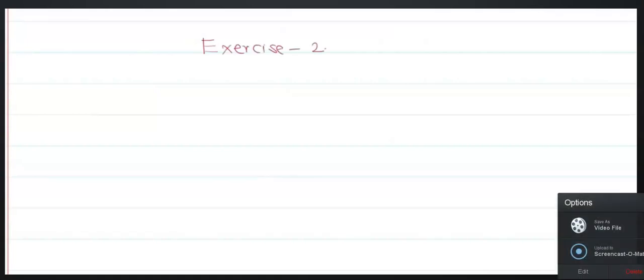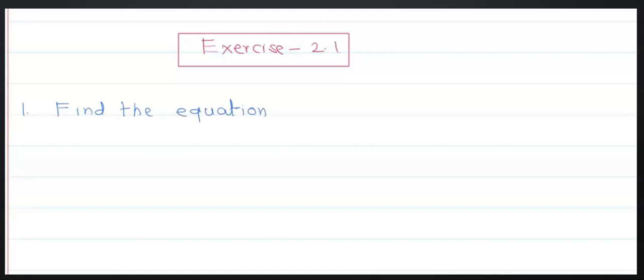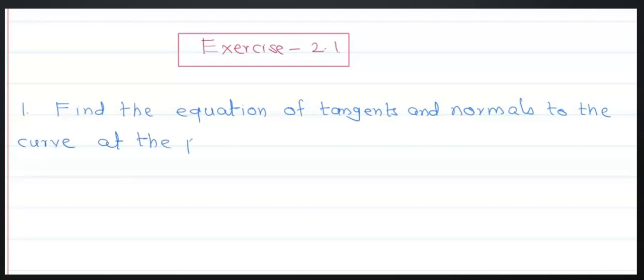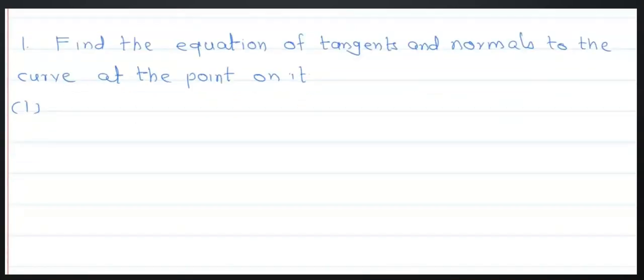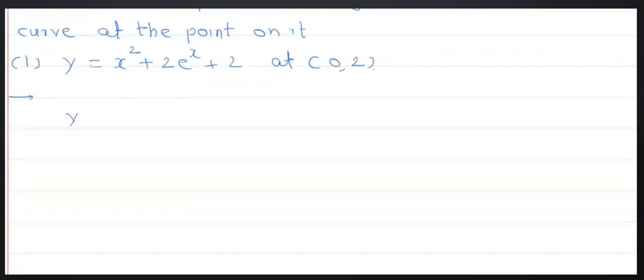Now we'll start the exercise 2.1. Find the equation of the tangent and the normals to the curve at the point on it. y is equals to x square plus 2 e raised to x plus 2 at the point 0, 2.